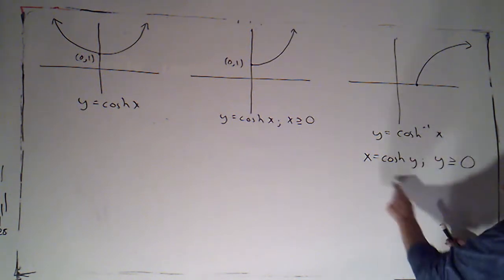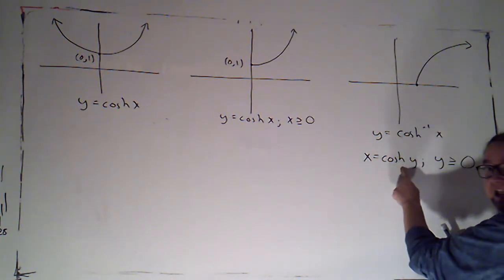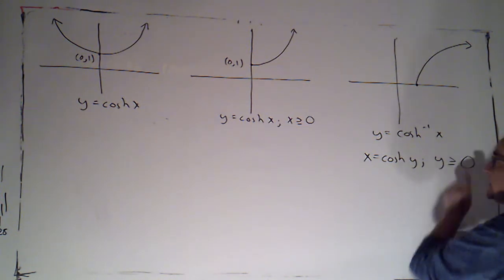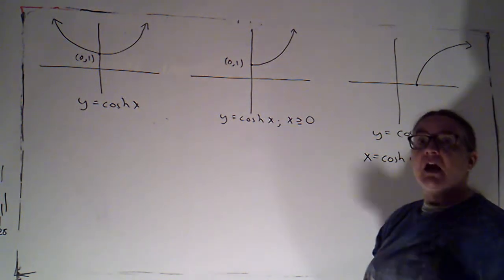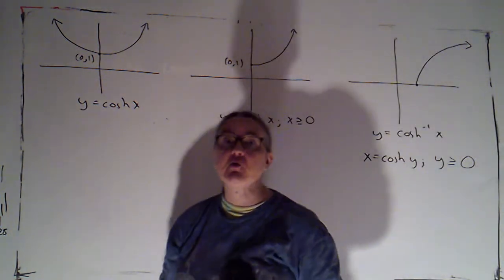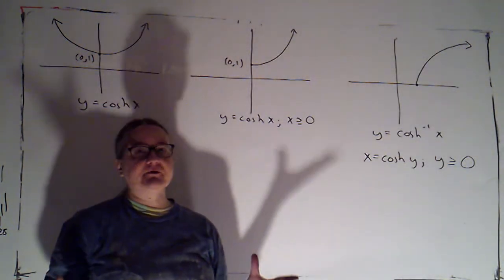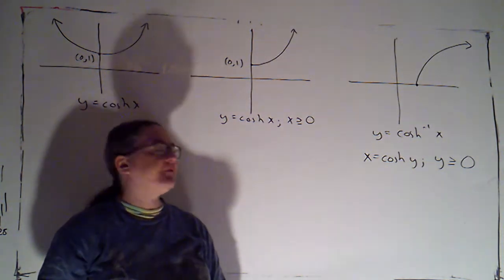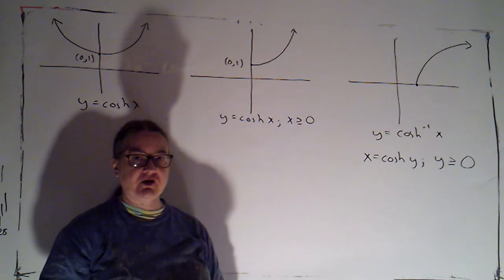Okay. And what this means is that x is cosh y, and that restriction becomes a restriction on y. Y is bigger than or equal to 0. So what I want you to do is use that equation, x equals cosh y, use implicit differentiation to find me a formula for the derivative of inverse hyperbolic cosh.